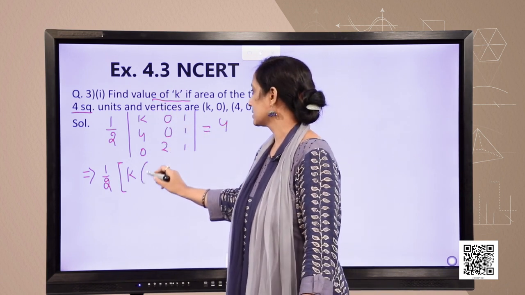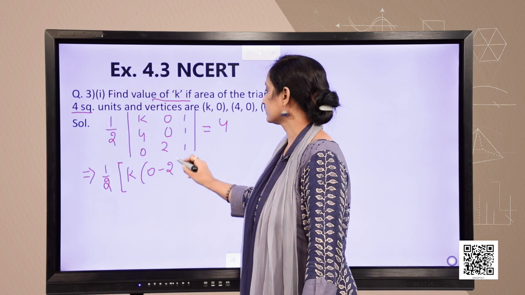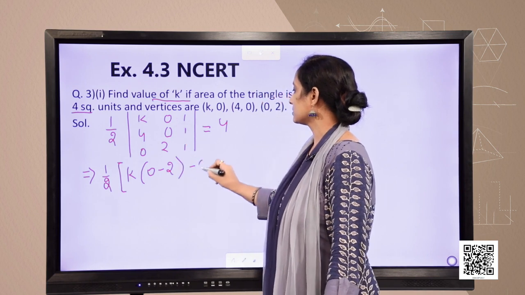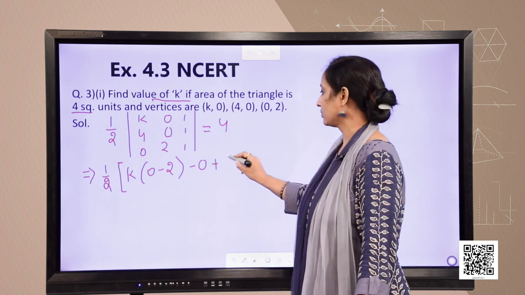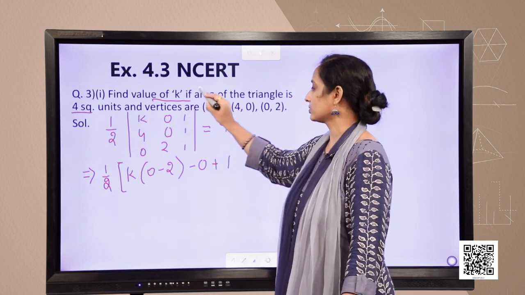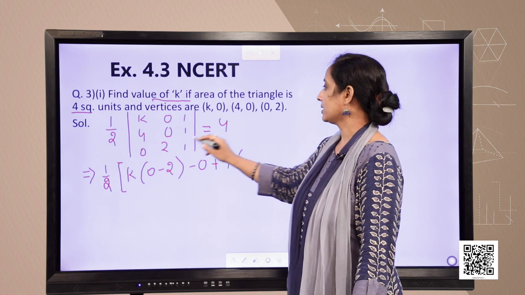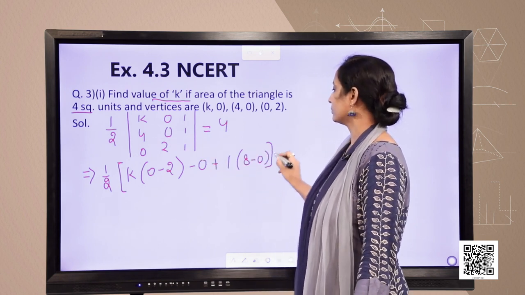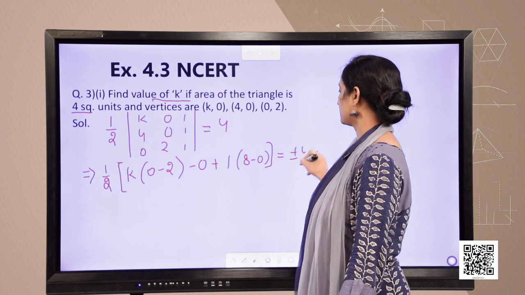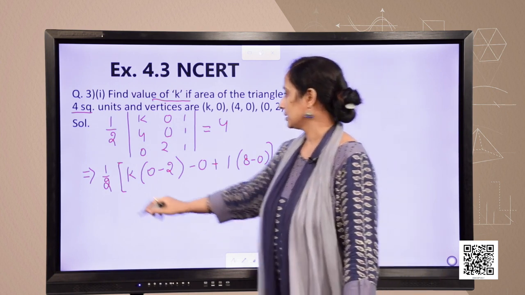Delete first row and first column for solving. It becomes 0 minus 2. Next element is 0. You do not have to solve anything. Take next element 1. Delete first row and third column and solve it. This is 8 minus 0. This is equal to plus minus 4.